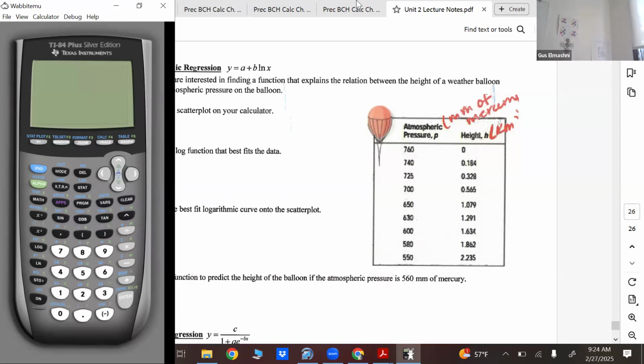So what about the second question? It says logistic, doesn't it? Let me check. I wasn't sure. Yeah, it says logistic.